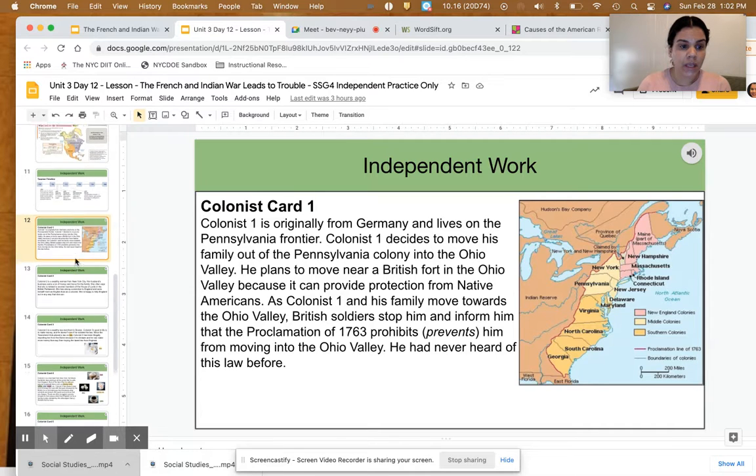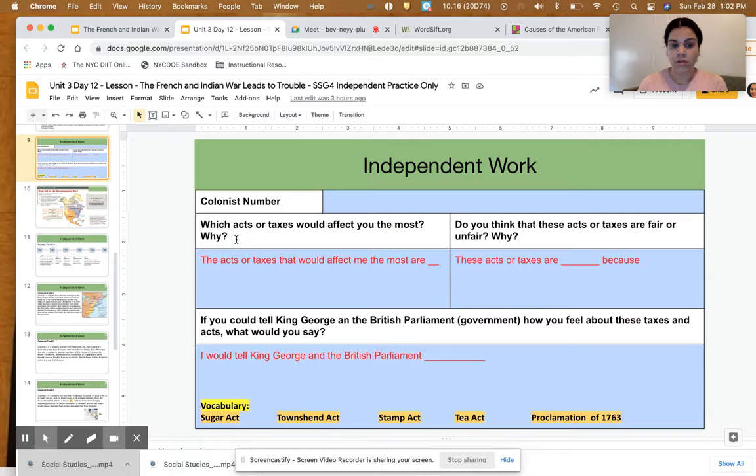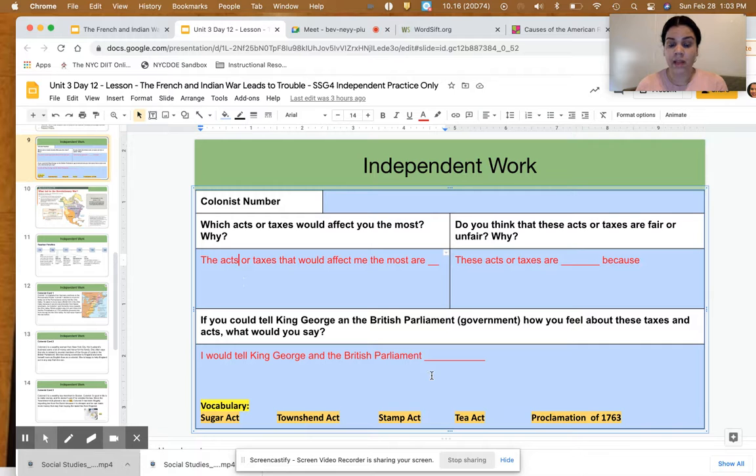So we're thinking, right? We have our organizer. We're thinking about which acts or taxes would affect you the most and why. Do you think that these acts or taxes are fair or unfair and why? If you could tell King George and the British Parliament or government how you feel about these taxes and acts, what would you say? Here are some sentence starters in red that can help you answer the questions.